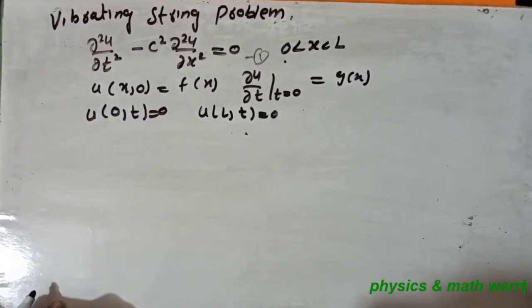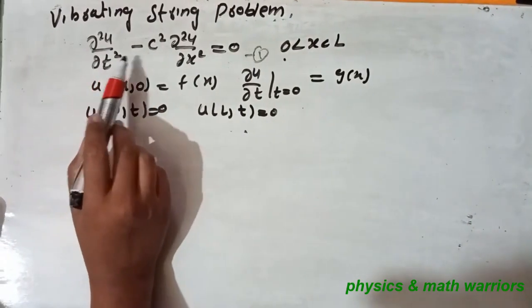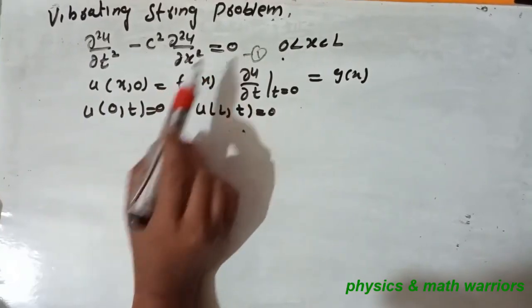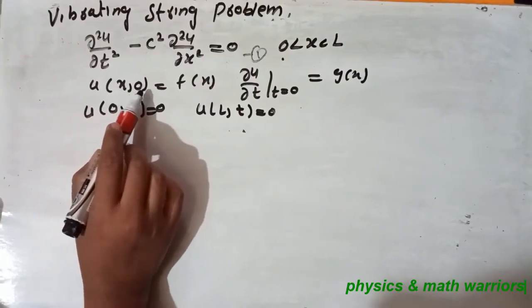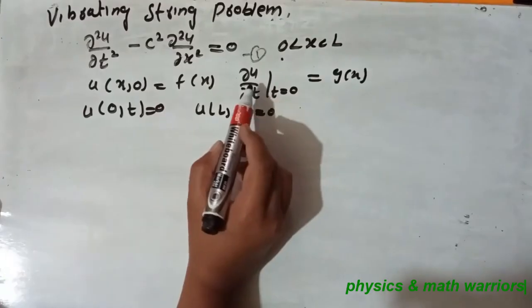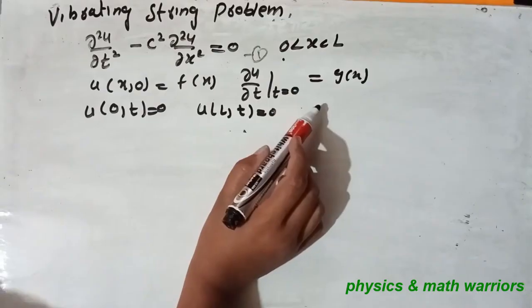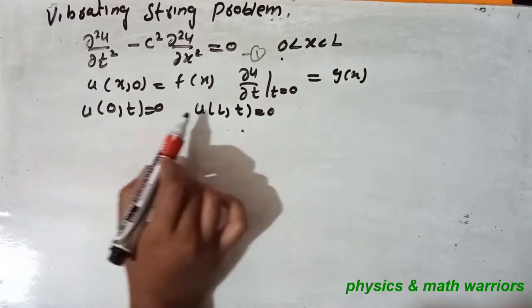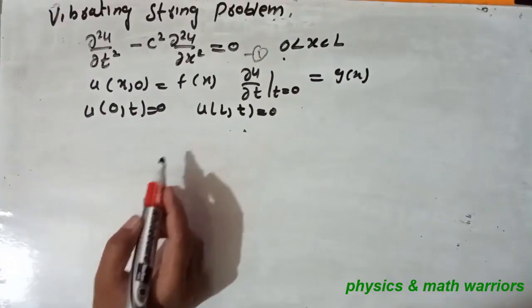In this video, we will solve this partial differential equation, which is partial square u over partial t square minus c square partial square u over partial x square is equal to 0. And the boundary conditions are u of x and 0 is equal to f of x, partial u over partial t at t is equal to 0 is equal to g of x, u of 0 and t is equal to 0, u of L and t is equal to 0.